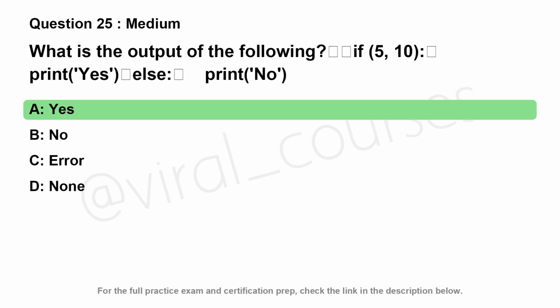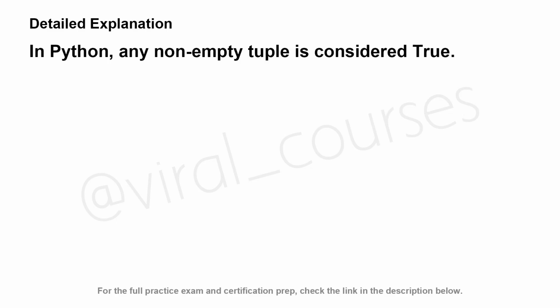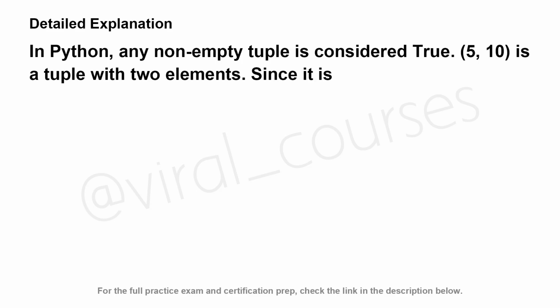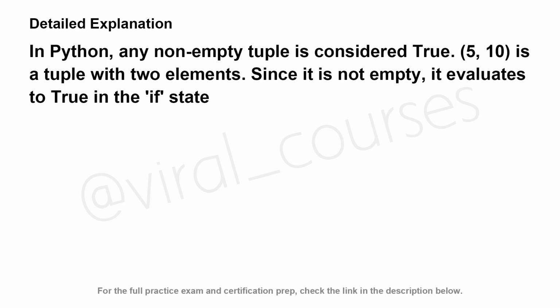The correct answer is A. In Python, any non-empty tuple is considered true. (5, 10) is a tuple with two elements. Since it is not empty, it evaluates to true in the if statement, and yes is printed.